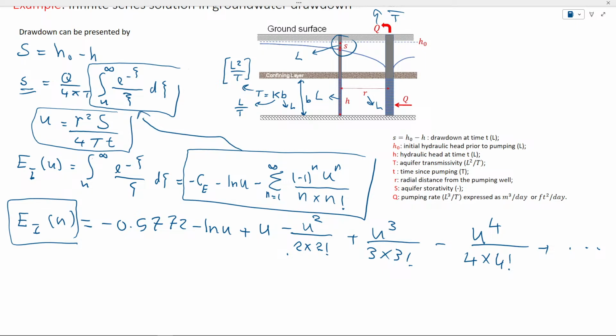Again, this is not a closed form solution. This is just an integral function, and with approximate solutions, the solution will be more accurate by considering more terms. Here I'm considering up to u to the power of 4. If I consider more terms, then I will get a more accurate solution. Okay.